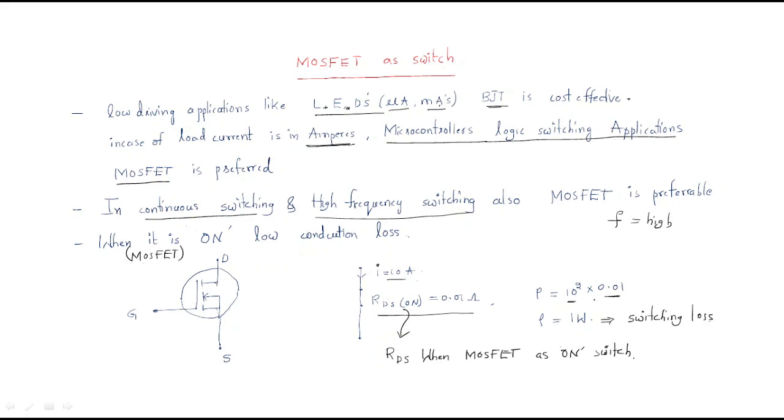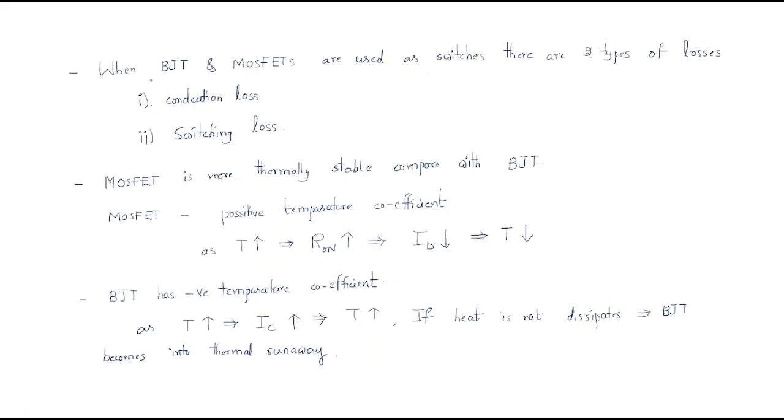Next, when BJT and MOSFETs are used as switches, there are two types of losses. The first loss is the conduction loss. The second loss is the switching loss. Whenever it is conducting, it has some loss, that is the conduction loss. When switching happens, switching meaning on to off or off to on, a loss is possible. That loss is called the switching loss. This applies for both the BJT as well as the MOSFET.